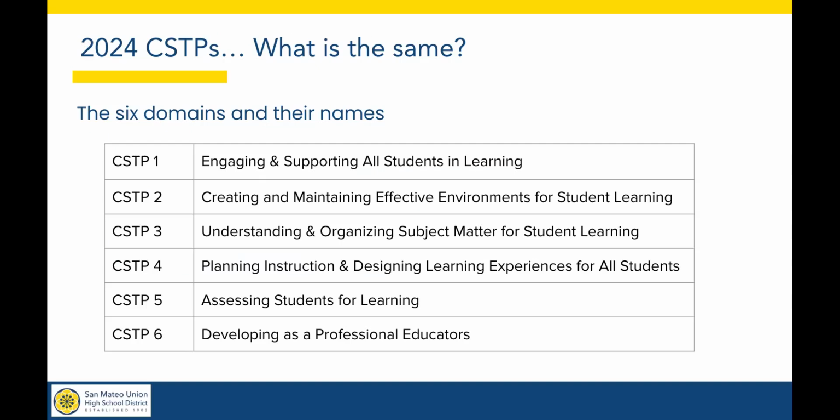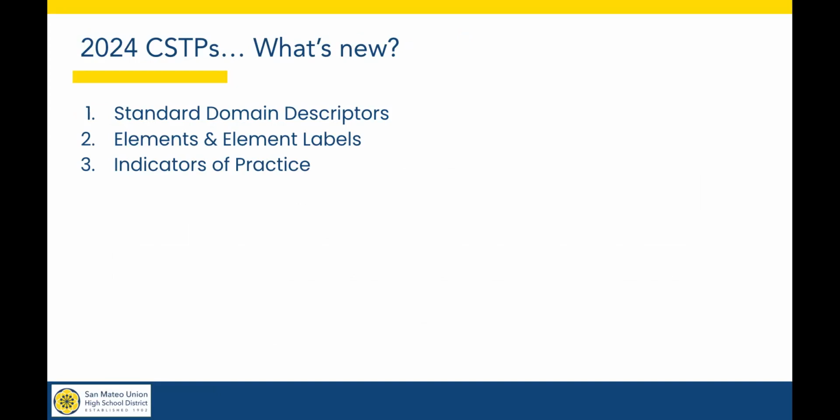When you look at the 2024 CSTPs, the 6 domains and their domain names are exactly the same as the 2009 CSTPs. There are a total of 6 different domains, and each one is still reflected in the standards. There are 3 major changes in the 2024 CSTPs. The first change would be the standard domain descriptors. The second would be the element and element labels. And third is a new piece called the indicators of practice.